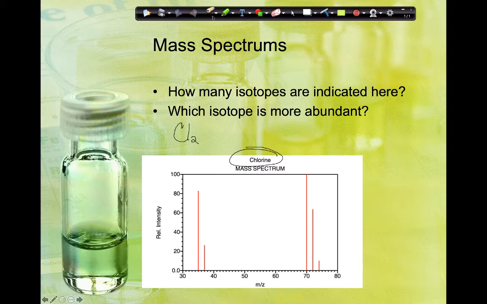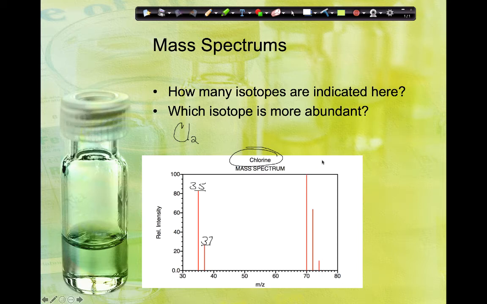So I have here, for each atom, 2 isotopes. I have a mass of 35, and then I have a mass of 37. I only have 2 isotopes here, even though I have 5 peaks, because these peaks represent the diatomic molecules that you'll see. Well, why do we have 3 peaks for that? Well, we have 3 different combinations.